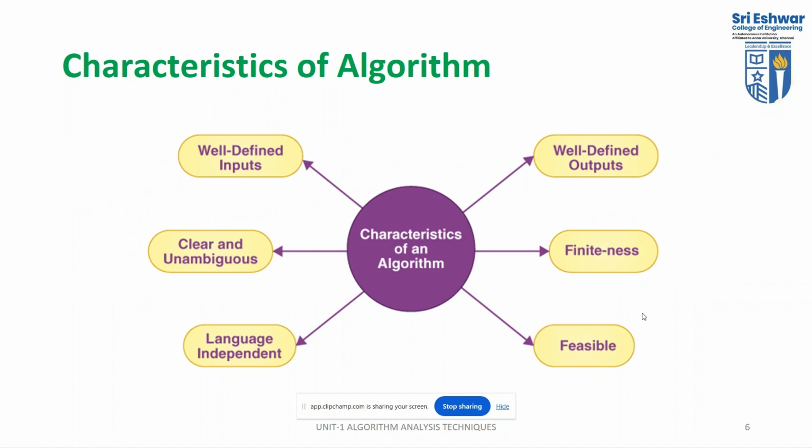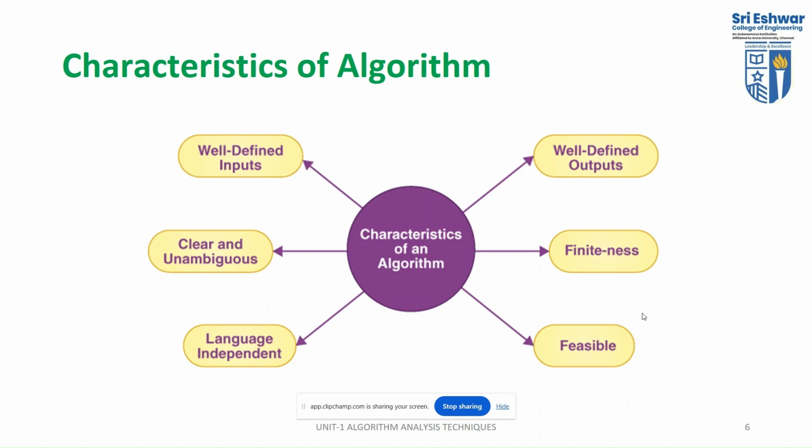The third one is well-defined inputs. An algorithm must have zero or more inputs. Inputs are the initial data or conditions that the algorithm will process. These inputs are provided to the algorithm, and the algorithm will work on them to produce an output.